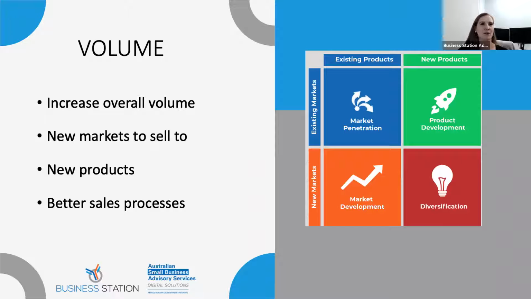So the first one in blue is market penetration, and that's where you're selling existing products to an existing market. Now, that's when your company penetrates a market that your current or similar products already exist in. So you're basically gaining your competitors' customers.